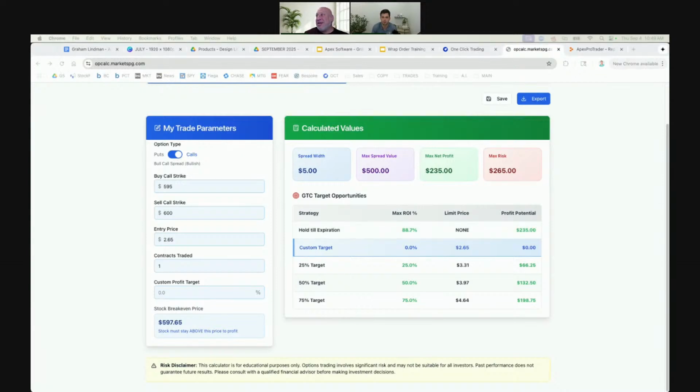This isn't a program. This is just me teaching you guys how I like to trade options. So hopefully it helps benefit you and how you're trading as well.